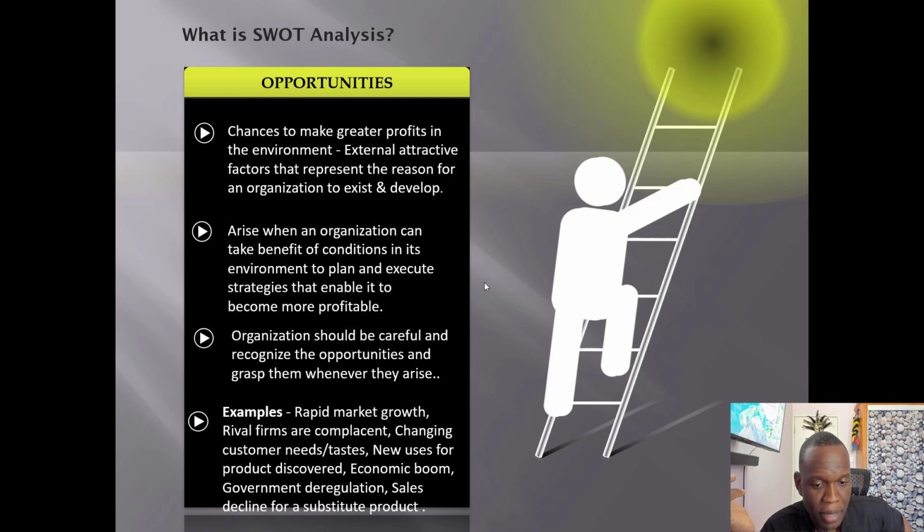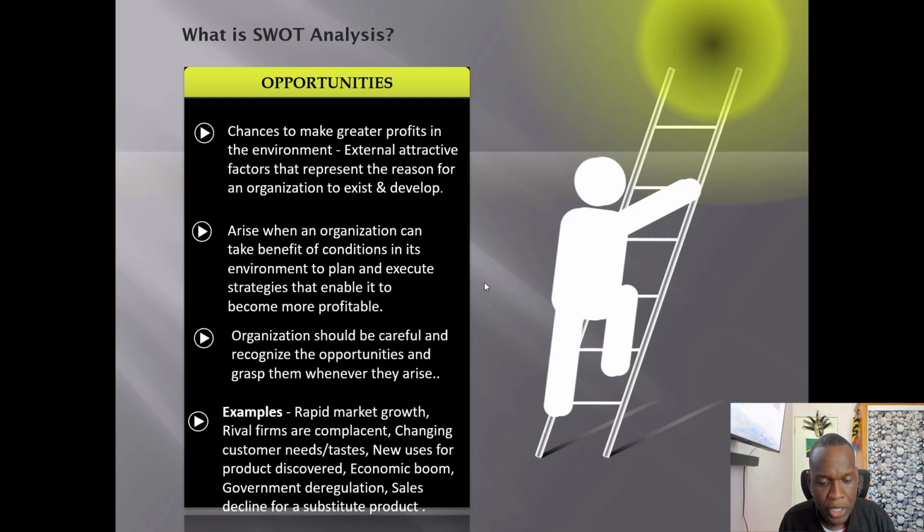Example, rapid market growth, rival firms are complacent, changing customer needs, tastes, new use for products discovered, economic boom, government deregulation, sales decline of substitute product. So you can see, like I explained before, some of the opportunities out there. People going more healthy ways, so let's create something healthy.